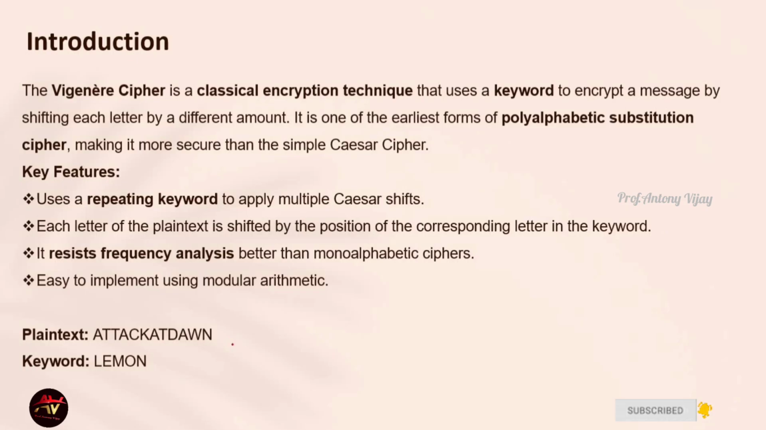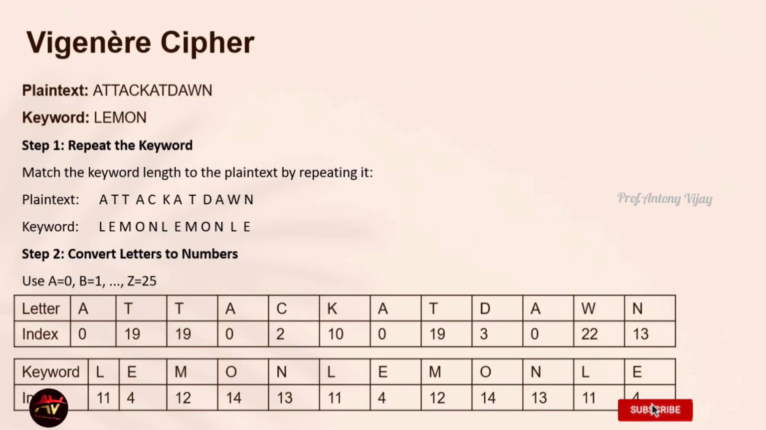So in this example, I am going to take the plain text as ATTACK AT DAWN and the keyword is LEMON. Let's see the encryption process. The first step for the encryption process is we have to repeat the keyword. The length of the keyword is supposed to match the plain text. Already the size of the keyword is just 5 only, so we have to repeat the keyword until the size of the plain text matches. So this is the first step.